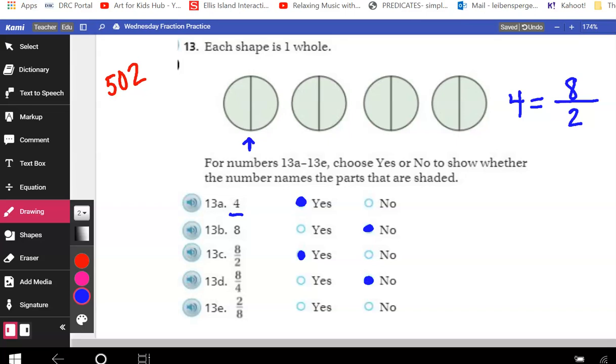And we don't have 2 eighths because that is actually this, our usual that we're used to from the way beginning of our fraction. This would represent 2 eighths. So that would not work. Okay, so those were our right answers. We had 13A and 13C.